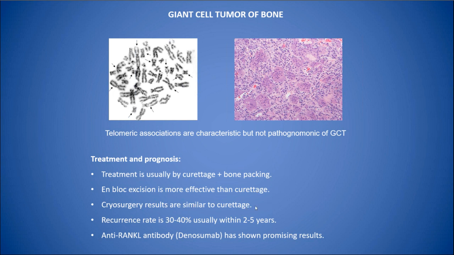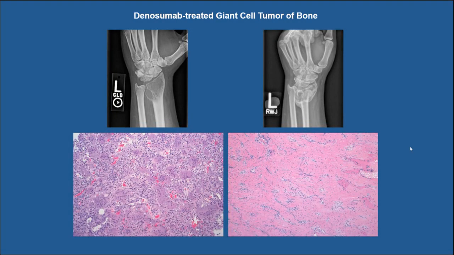Cryosurgery, so the results are similar to curettage, and the recurrence rate is up to 30 to 40%. So it's quite high. It usually occurs between 2 to 5 years. But still, most of the cases are treated with curettage and bone packing. Lately, there's an antibody against RANK ligand, which is called denosumab, which is very effective at treating giant cell tumors, but it cannot be used as a definitive therapy. Anyway, the tumor has to be removed afterwards.